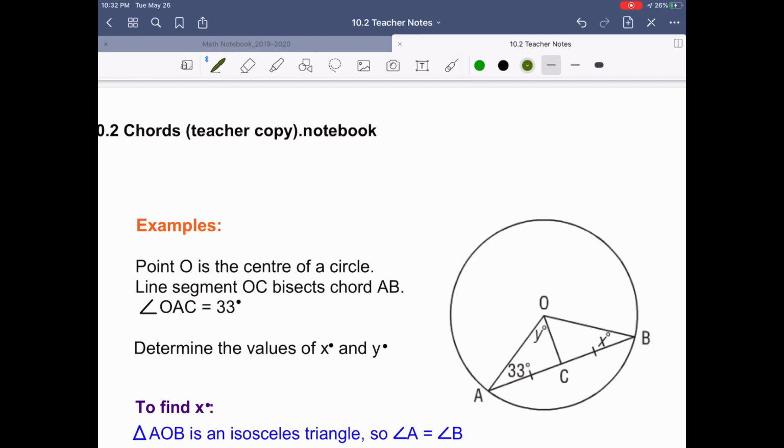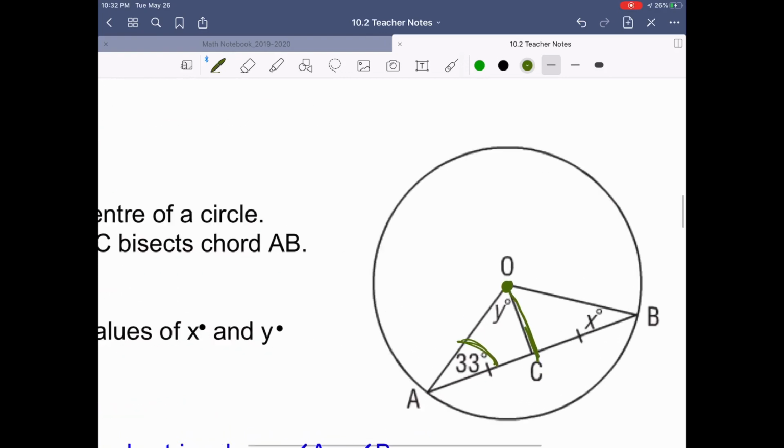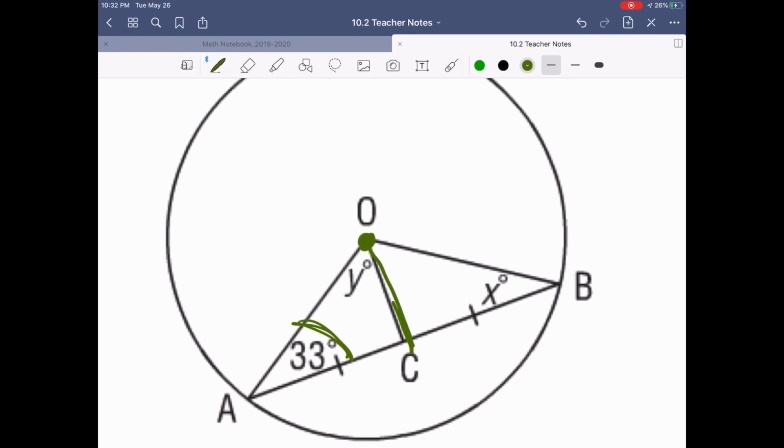Okay, so point O is the center of a circle. The line segment OC bisects the chord AB. And then it says OAC is 33 degrees, which is right here. And then it says determine the values of X and Y. So the first thing we should know is that since OC bisects the chord AB, that means there's a 90-degree angle here and here. I know it doesn't ask for that angle, but you need it to solve for the other missing angle.